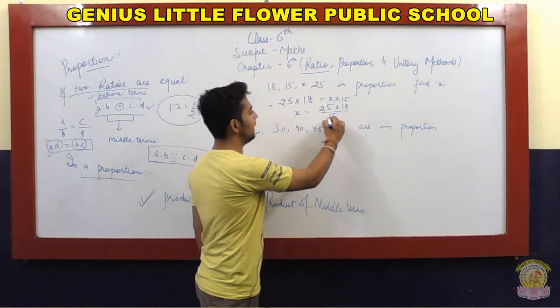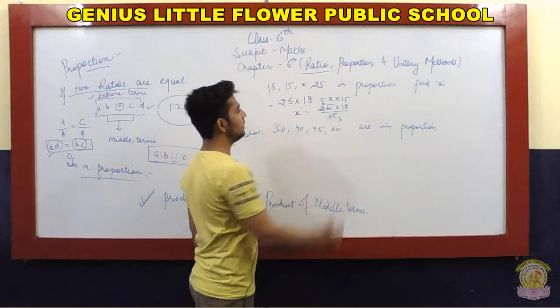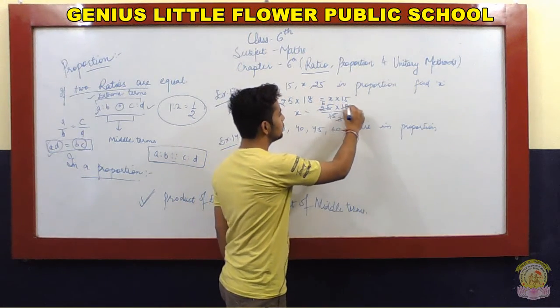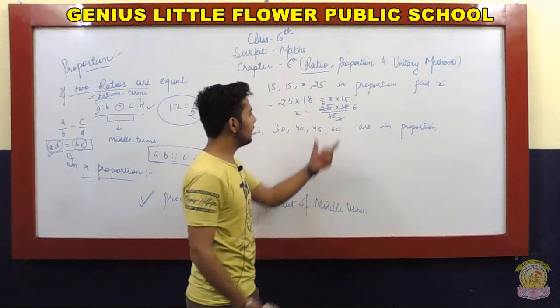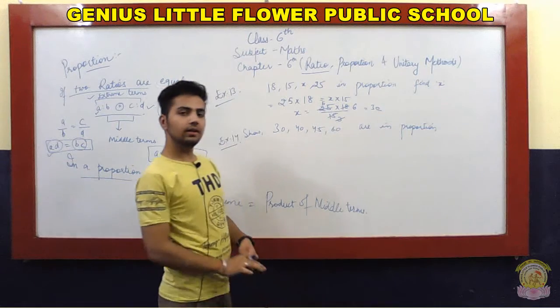So cancel it by 5 first. So you will have 3 here and 5 here. Now you can cancel 18 by 3, right? So 6, and 5 sixes are 30. So you will have the value of x as 30.